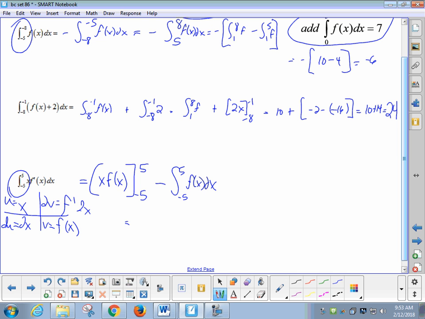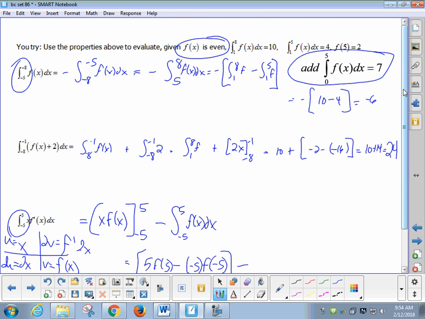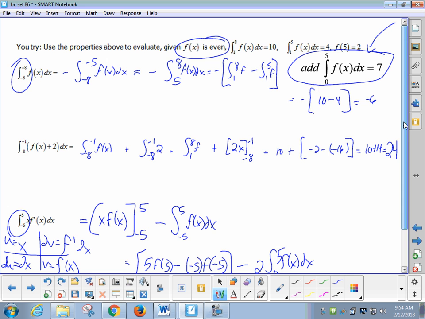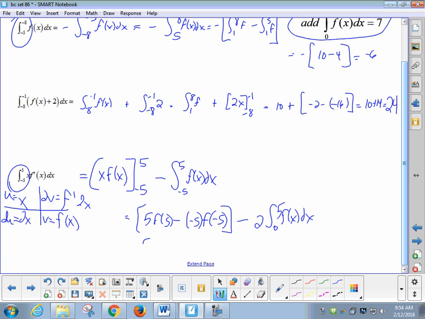Okay. Evaluating this is 5f at 5 minus negative 5f at negative 5. Not quite sure what's going to happen there. What about the antiderivative at the end, the definite integral? We don't have any information about negative 5 to 5, but we do have information about 0 to 5. So how do we use it? 2 times. Okay, that's where the even comes in. It's 2 times 0 to 5 because the function is even. Okay, 5, f of, do I know f of 5? Yes. F of 5 is 4, so I have 5 times 4.